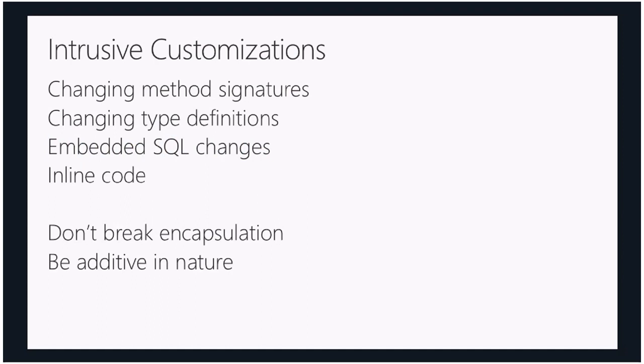Some of the things we are not likely to allow are changing the method or type definition of our application objects. These define the contract of the system with our partners, and as such, allowing them to be mutable is very challenging to support in a cloud-first world. We are also not likely to support direct embedded SQL changes or inline code, as this is exactly the overlayering model we are moving away from. The general guidelines are to be additive in nature and to not break encapsulation or object models.